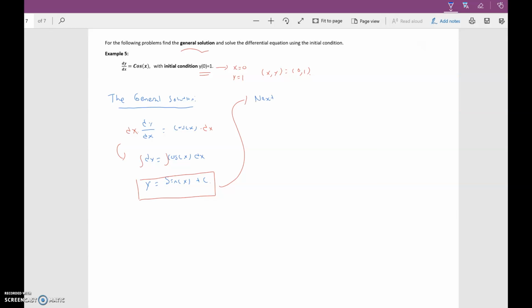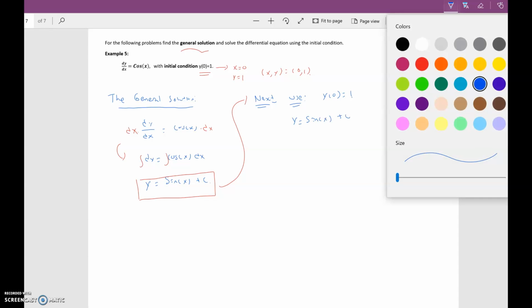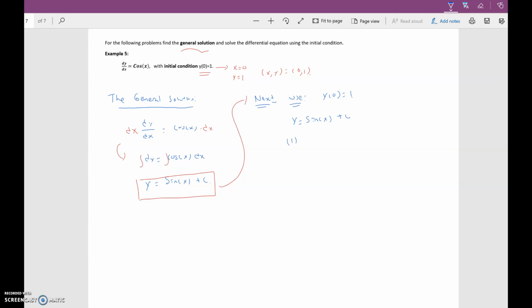So in this case, next, we're going to use y of 0 is equal to 1, and we use it in the general solution. So this means that you're going to write y is equal to the sine of x plus c, and then do the replacement. Your y value is 1, and this is equal to the sine of 0 plus c. Sine of 0 is technically 0, so this one cancels out. And we end up with 1 is equal to c.